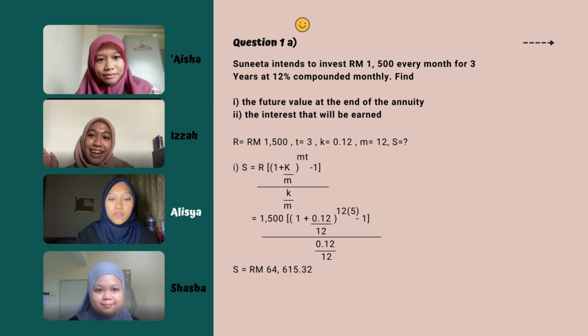Sunita intends to invest 1,500 every month for 3 years at 12% compounded monthly. So, we need to find the future value at the end of the annuity. In order to find the future value, we need to use the S formula that has been shown in the slide. We also need to identify all the terms and just substitute the amount into the formula. And the answer for this question is 64,650 ringgit and 32 cents.